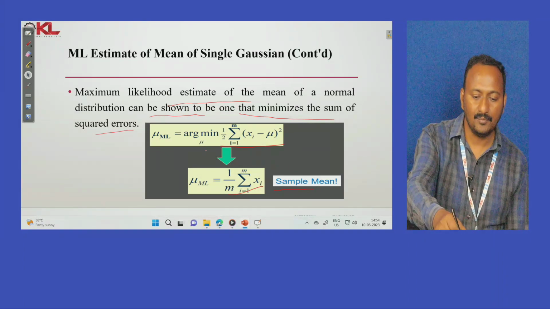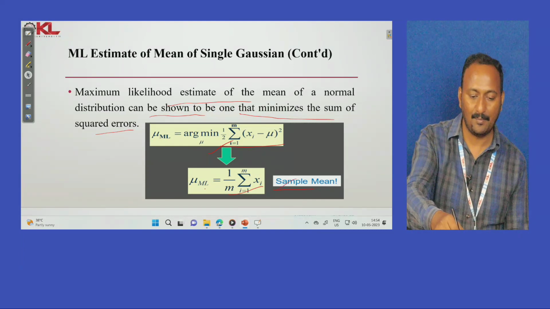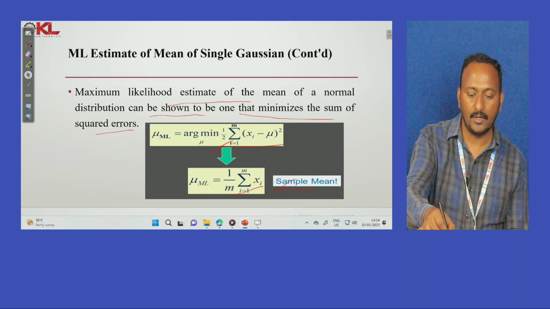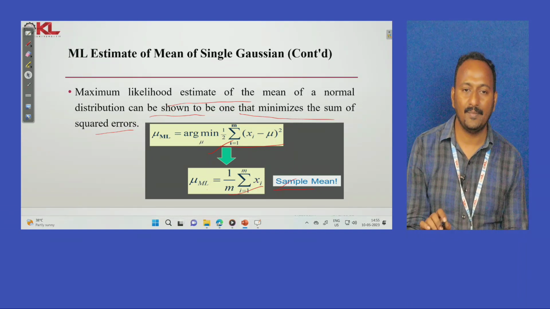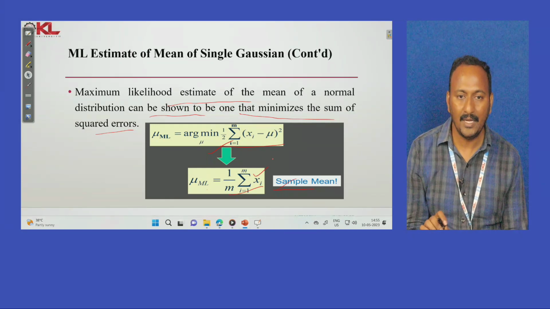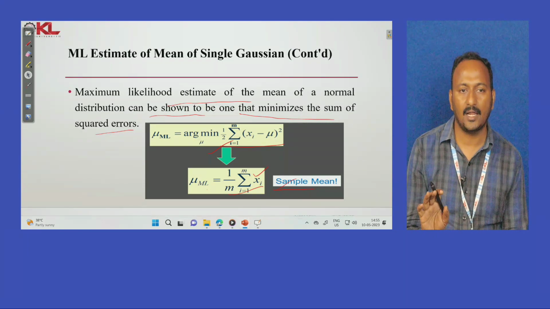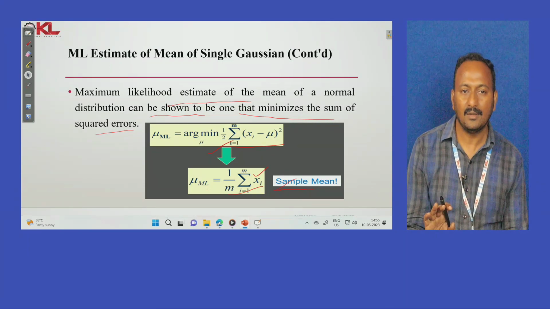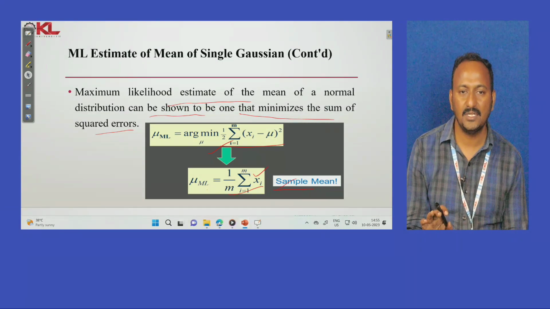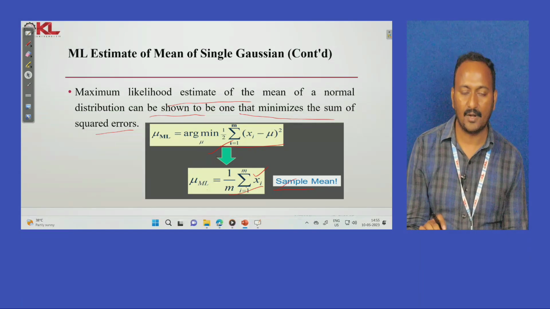From this we conclude the sample mean formula: mu ML, the maximum likelihood mean, is equal to the sum over i equal to 1 to m of xi, divided by m. It's nothing but the normal mean function. So if we have a single Gaussian or single normal distribution, the mean of that distribution is easily identified with this known formula.